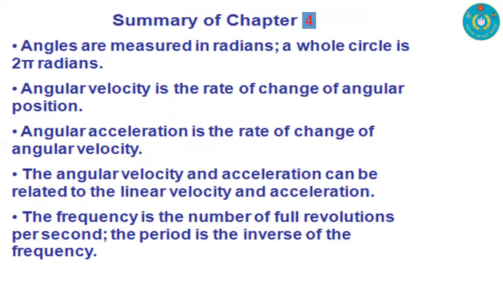Summary of chapter 4. Angles are measured in radians. A whole circle is 2π radians. Angular velocity is the rate of change of angular position. Angular acceleration is the rate of change of angular velocity. And angular velocity and acceleration can be related to the linear velocity and acceleration. The frequency is the number of full revolutions per second. The period is the inverse of the frequency, that is T = 1/f.